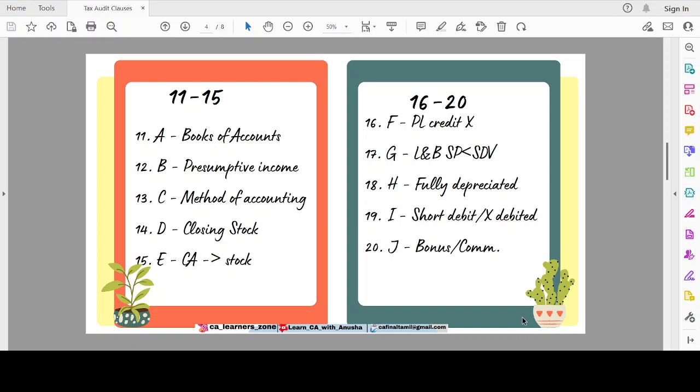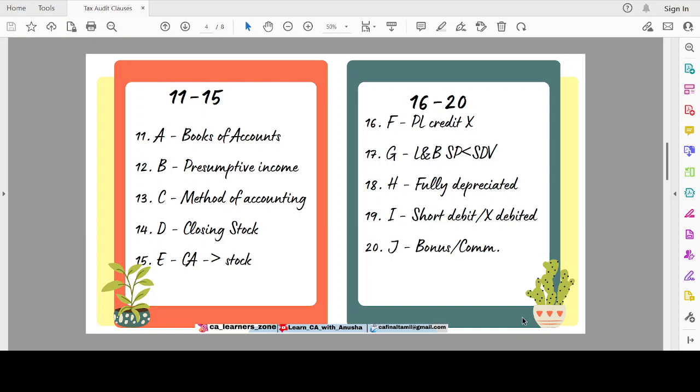From now on, it will be in order of A, B, C, D, alphabetical order, and I will give some examples. Don't validate it, just enjoy it. Now, A for Apple, right? In Apple, we are maintaining the books of accounts. So A, clause 11 deals with books of accounts.